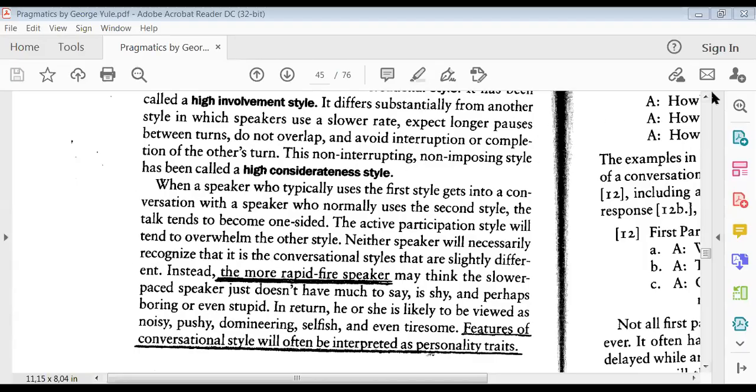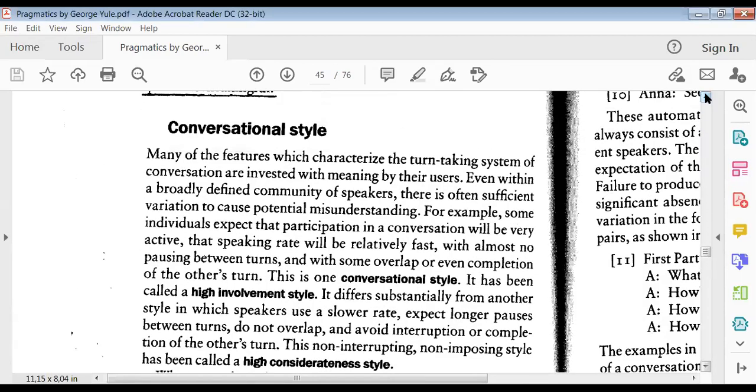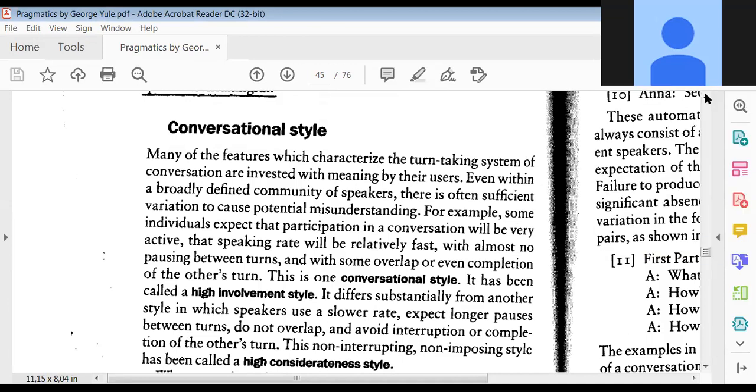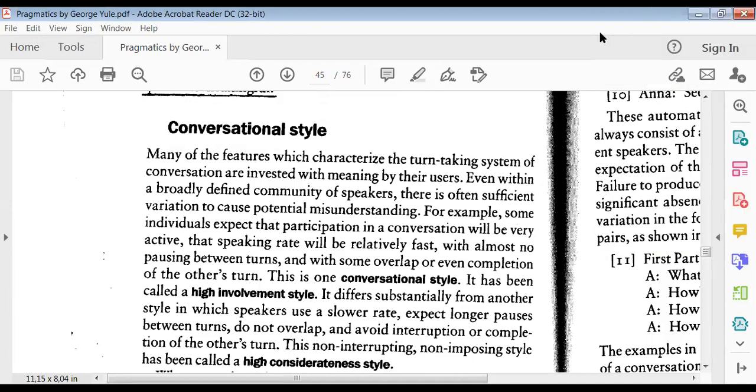Good morning. In today's class, we will talk about conversational styles. Not all people use the same way of speaking, or we have different types of conversational styles. For example, some people expect that the participant in a conversation is very active and that speaking in this conversation is fast or will be fast with almost no pausing between turns and with some overlap or even completion of the other's turn.